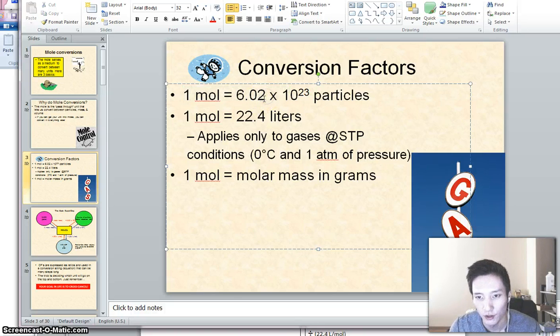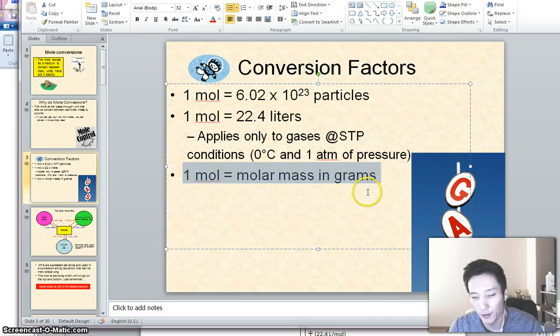If you have 6.02, that's fine. You can also use 6.022. It really doesn't matter. You're going to get the same answer regardless. I'm going to skip this middle guy for a second. We also know the molar mass. Molar mass is grams per mole. So 1 mole is equal to the molar mass in grams. That's just the molar mass as a conversion factor.